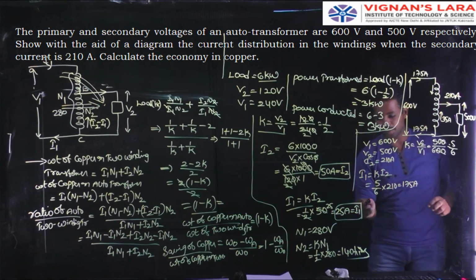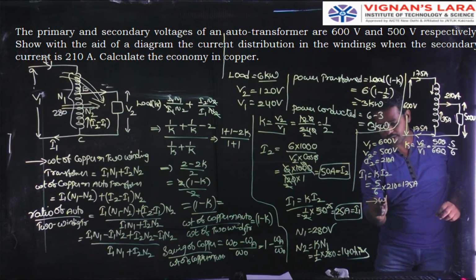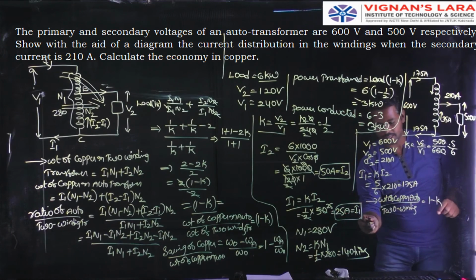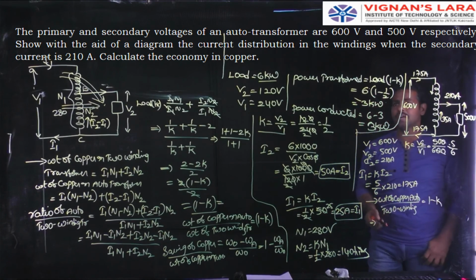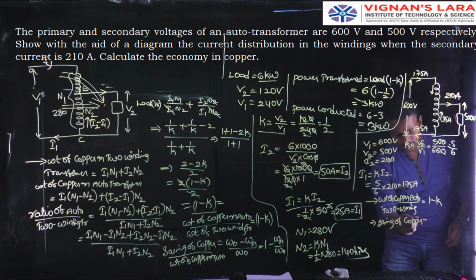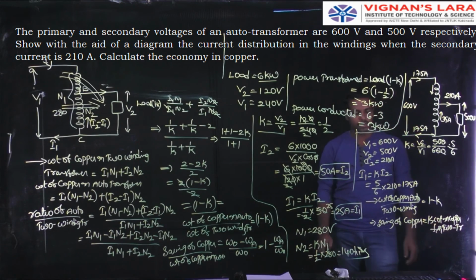In this return path it is 175 amperes. Now, weight of copper, as previously discussed: the weight of copper in an auto transformer divided by that in a two winding transformer is equal to 1 minus K. So if we have to find the saving of copper, the saving of copper is equal to K times the weight of copper for a two winding transformer. So this is the final equation.